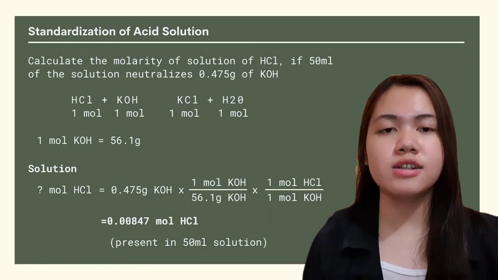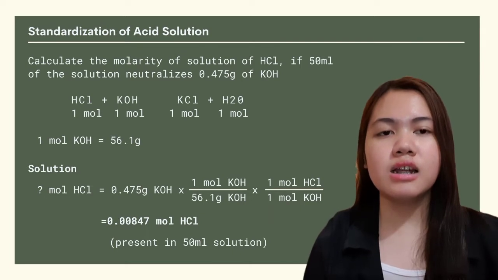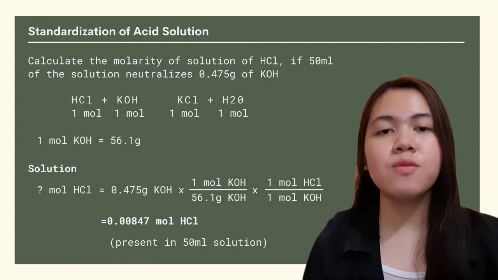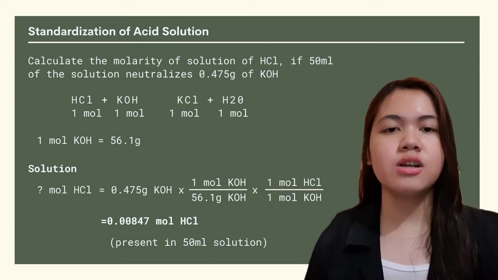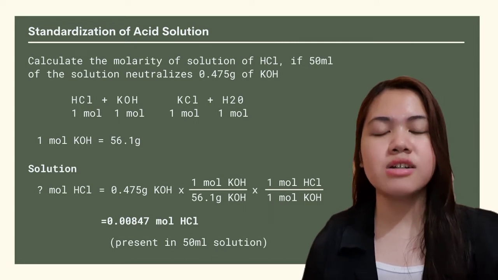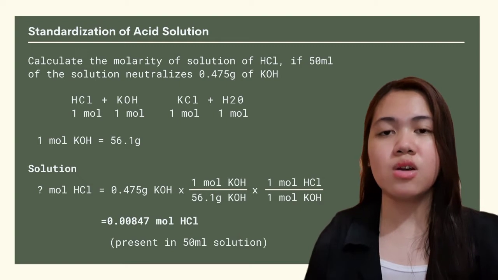So, for the standardization of acid solution, calculate the molarity of a solution of hydrochloric acid if 50 ml of the solution neutralizes 0.475 grams of potassium hydroxide. We first write the balanced equation. So, hydrogen chloride plus potassium hydroxide, the products are potassium chloride plus water. So, the equation is already balanced.